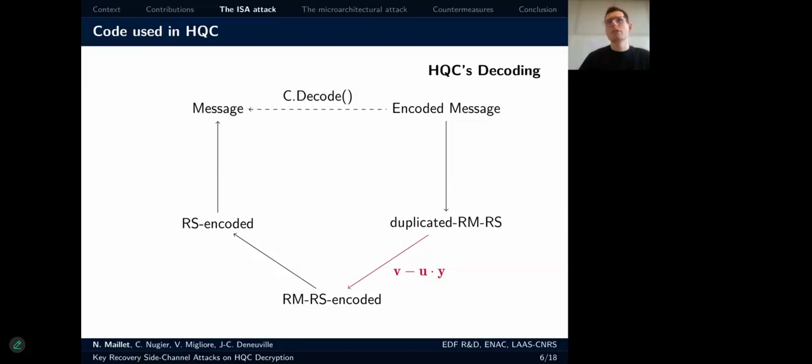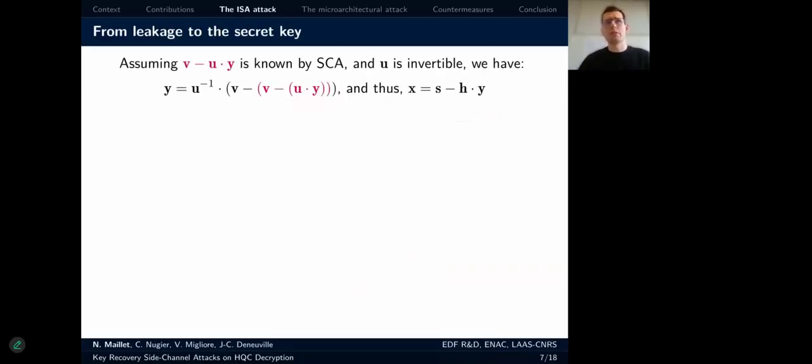So we just have the encoded message, and when Alice receives it, she computes v minus uy. This v minus uy that's being computed and used between the duplicated part and the Reed-Muller Reed-Solomon encoding codeword, well, it's being leaked, and I will show it to you later. And this value is a sensitive value.